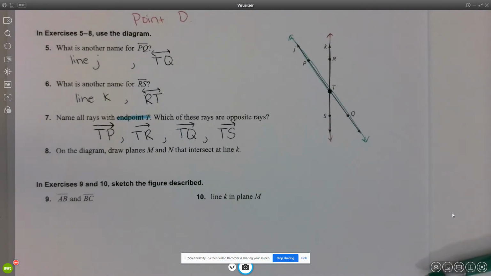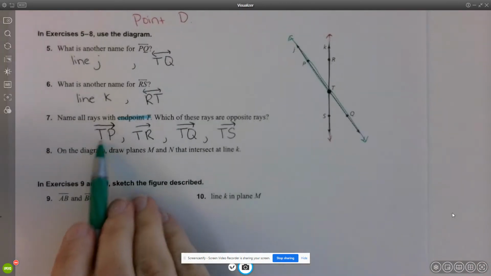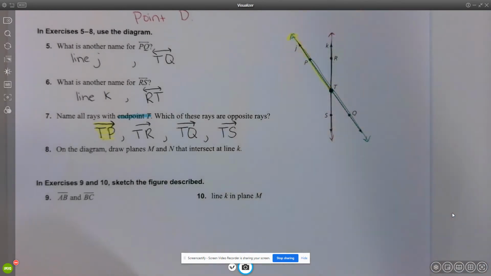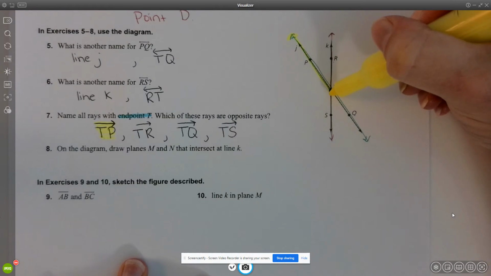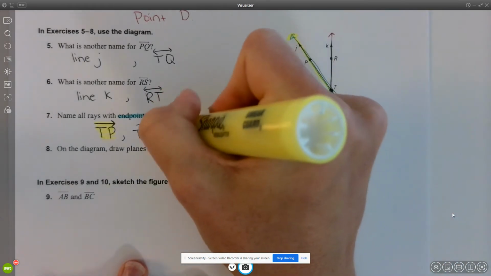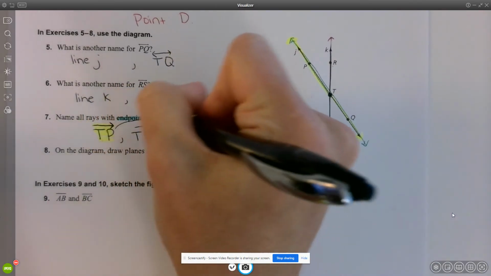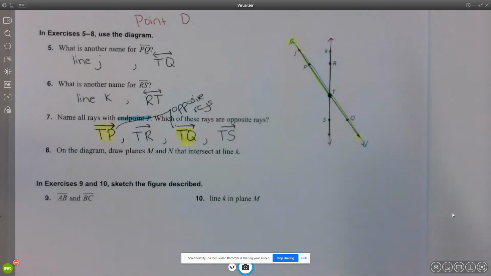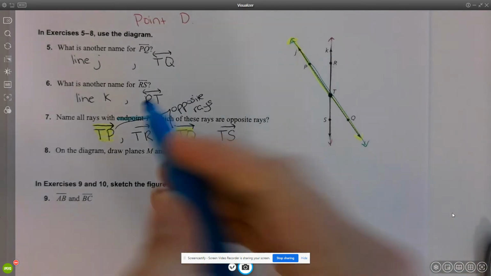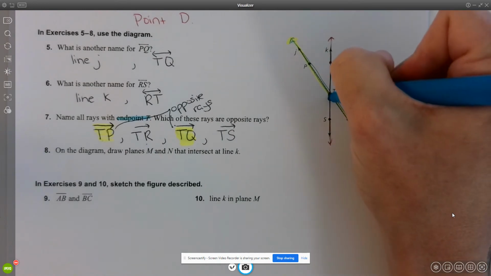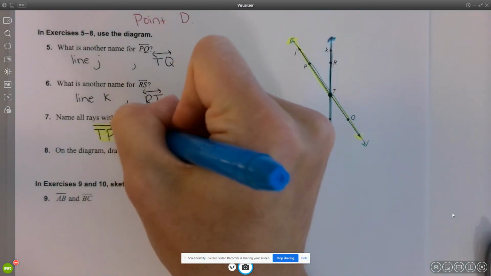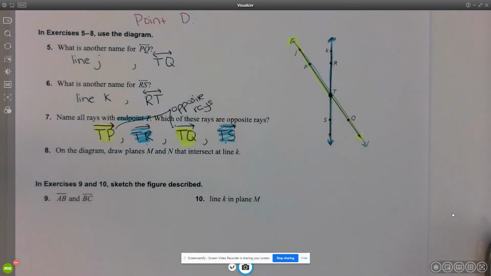I need to now state which of these rays are opposite rays. Opposite rays have the same endpoint and point in opposite directions. So if I look at ray TP, its opposite ray, which points in the opposite direction, would be ray TQ. So I'm just going to highlight them the same color. I'm just going to put a little note to myself. Opposite rays. Similarly with ray TR, it starts at endpoint T and points in the direction of R. Its opposite ray points in the opposite direction. So ray TR and ray TS are opposite rays.